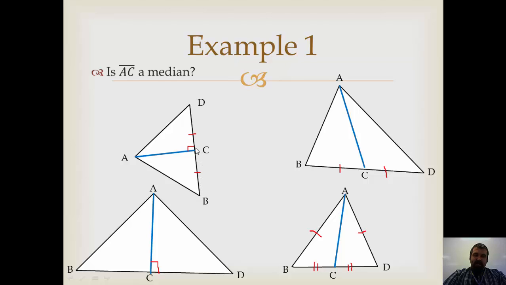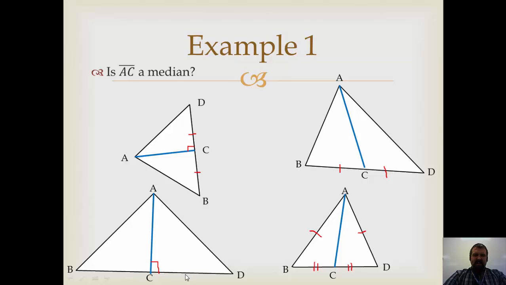So is C a midpoint? In this case, yes. Segment AC is a median. If I go to the right over here, I'm going from A to C. It goes through a vertex, goes to the midpoint. Yep, it is a median. Here it goes through A, goes to C. It does go through a vertex, but I don't know if this is a midpoint.